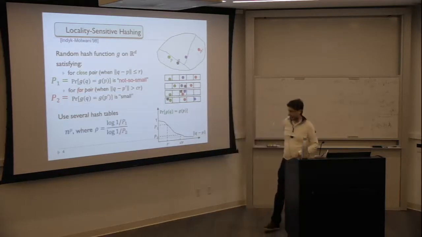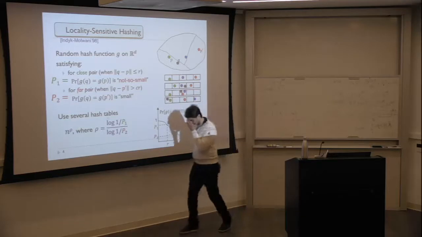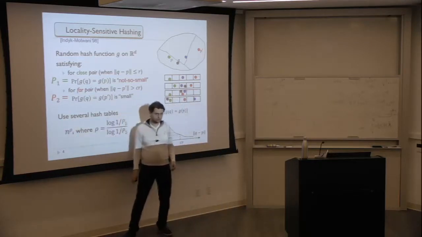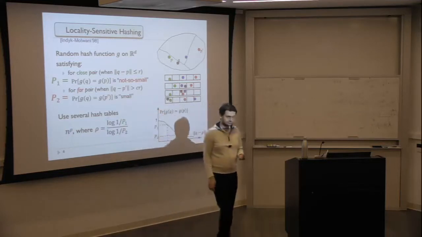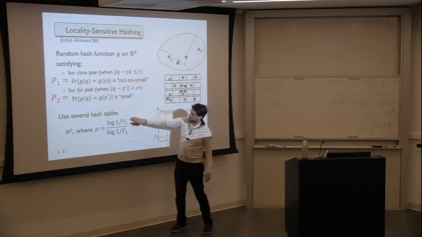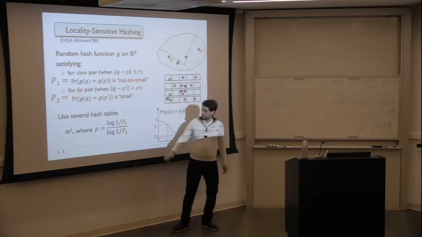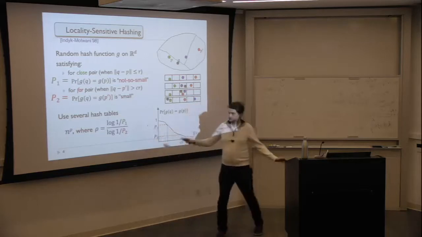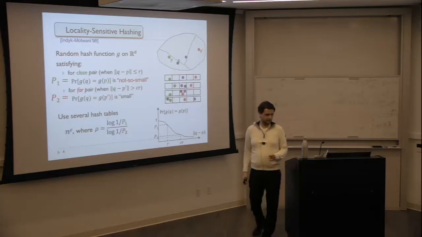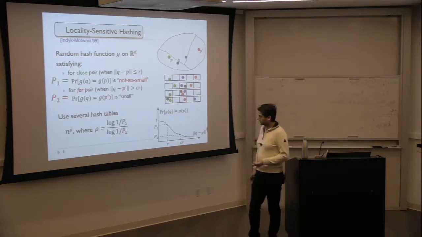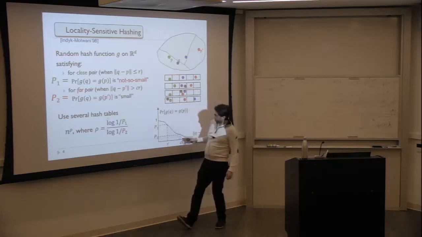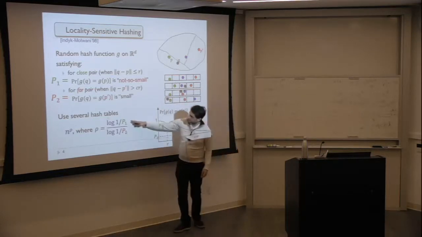And the number of hash tables looks like this formula. In particular, it is n to the power rho, where rho is a constant between 0 and 1. It depends on these probabilities P1 and P2 according to this formula. It looks like an ugly formula, I'll admit, but I'll show where it comes from. Actually, there is a relatively simple reason where it comes from. But since P1, just by this graph, is always bigger than P2, this rho is always less than 1.